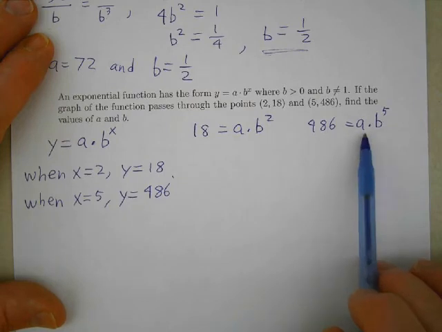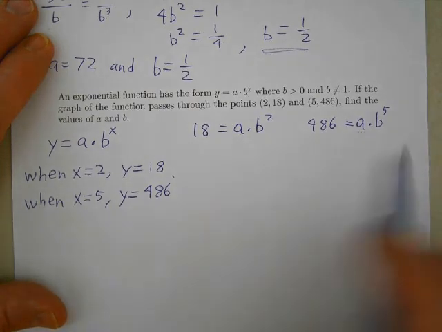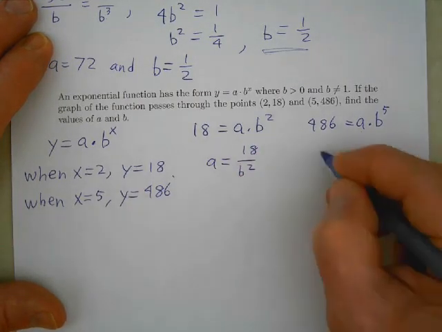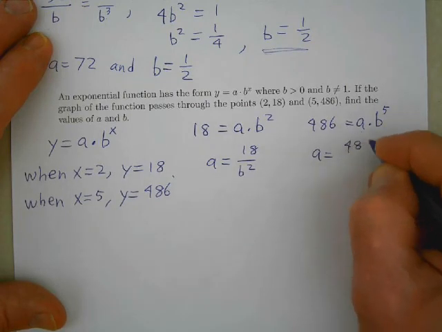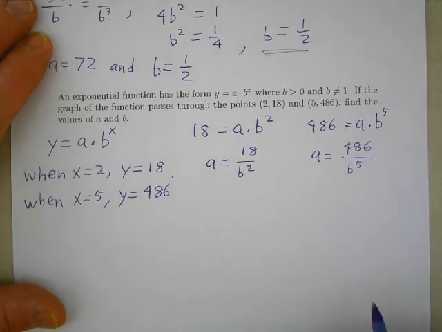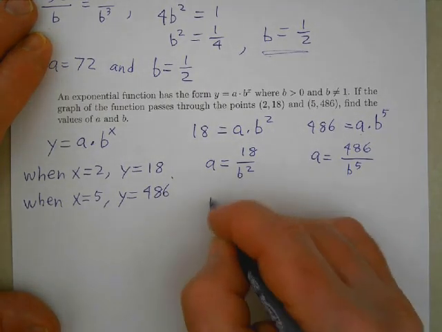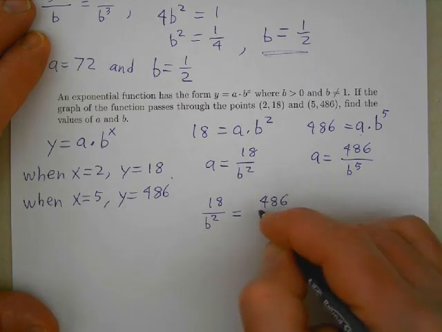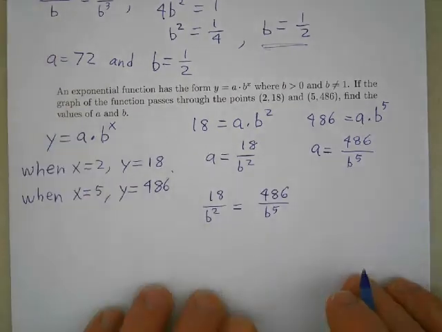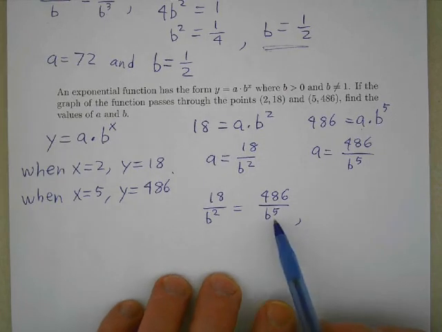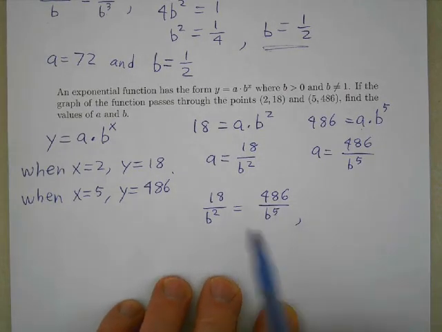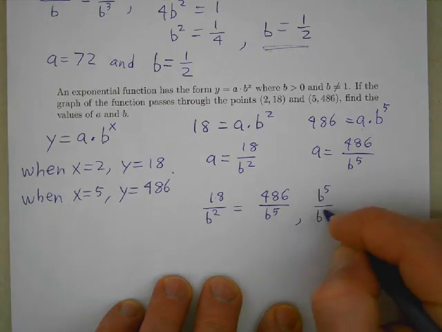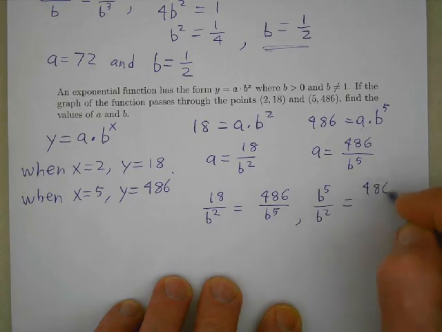Okay, we can solve each equation for a again. a is 18 over b squared. And this one, a is equal to 486 over b to the 5th. And then set 18 over b to the second equal to 486 over b to the 5th. I think I want to do this a little bit differently this time. If I just swap this numerator with this denominator, I get b to the 5th over b to the second equals 486 divided by 18.